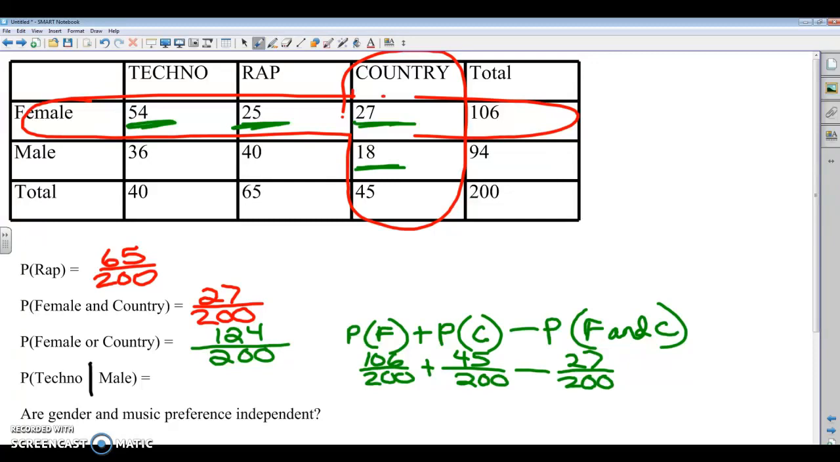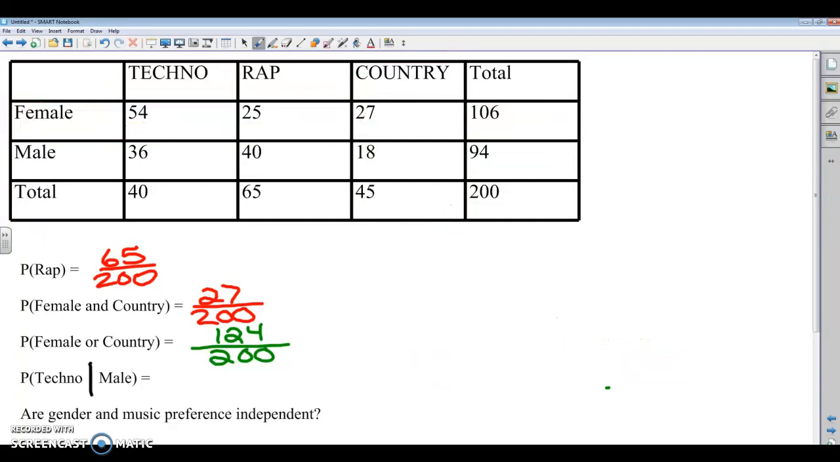Next, the probability of picking somebody that likes techno, given that they are a male. So I'm only looking at the males, of which there are 94 of them. That is my denominator. Of those 94 males, how many of them like techno? Well, 36. And there's my answer, 36 out of 94.